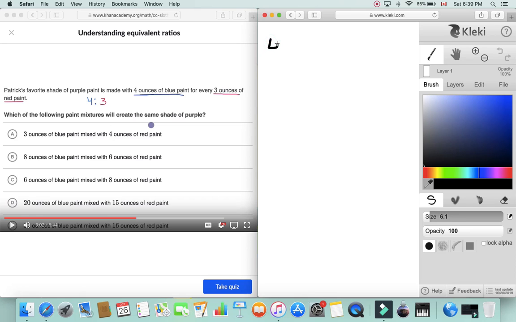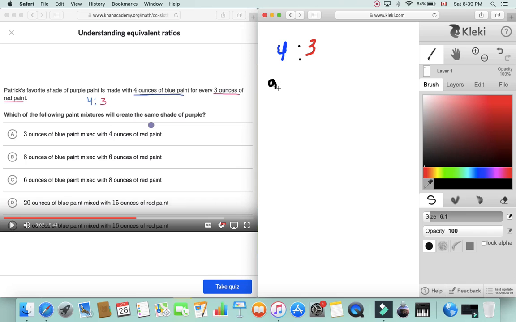You need 4 ounces of blue paint to 3 ounces of red paint. So which one of these will be the same? Let's just write down all of the answers there are.